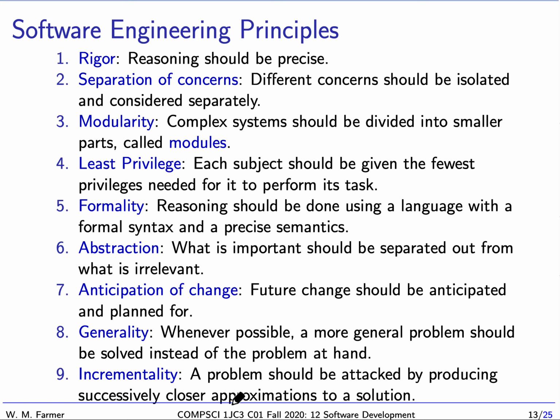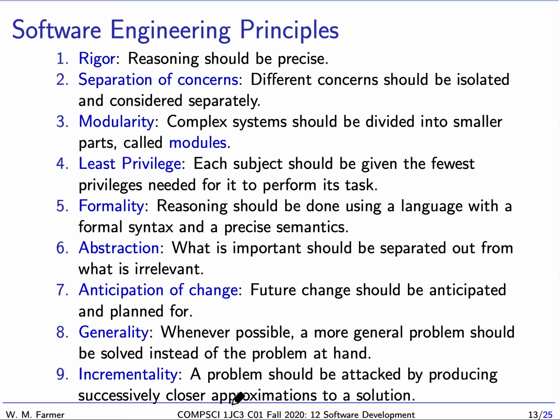Abstraction. Abstraction is separating out what is important from what is irrelevant. Anticipation of change. We want to be able to anticipate what is going to be future change that's relevant to our software and plan for it. Generality. We always want to solve a more general problem than a more specific problem. This is because our problem may change, and we still want to be within a solution. And also, if you have a more general solution, you have a more powerful solution.